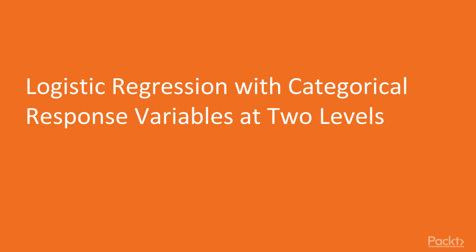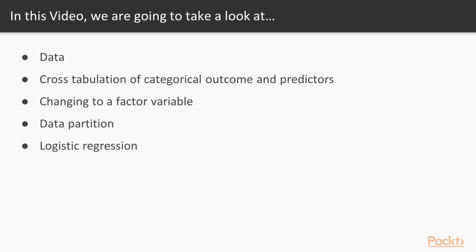So in this video, we go over logistic regression with categorical response variables, which are at two levels. We are going to take a look at the data, and we'll also see what the structure of the data is. We will also summarize the data, and then we go over cross tabulation of categorical outcome and predictors, and then if required, we are going to see how to change a variable to a factor variable. We'll partition data into training and testing, and then we will develop a logistic regression model using the training data set.